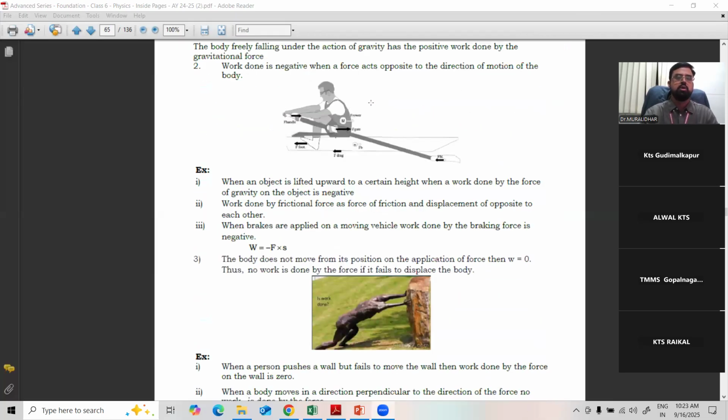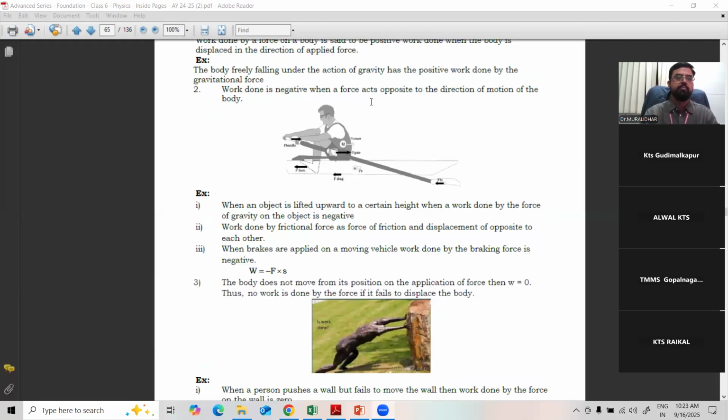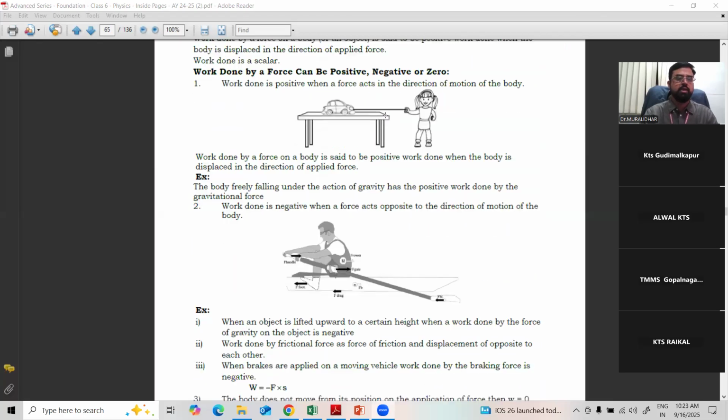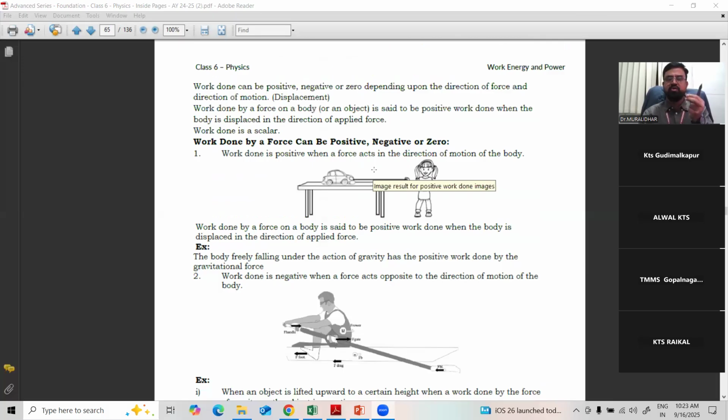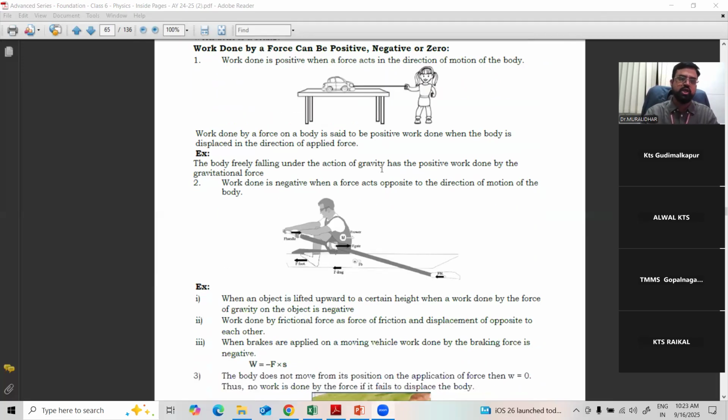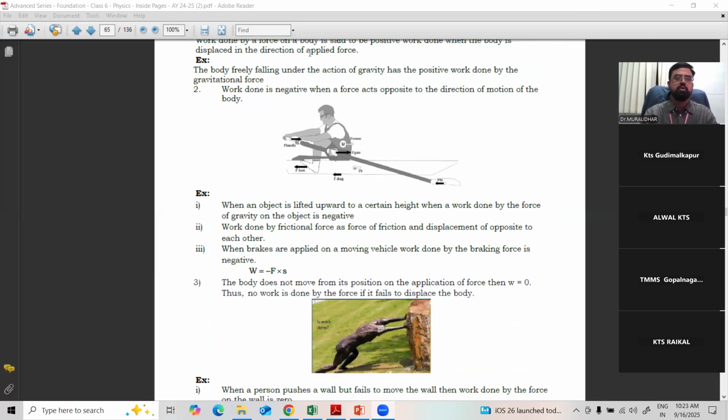Now, more are there. Clear? Now, when you come to the second point. So first is here, when you apply force on any body, it moves towards the direction of force, positive work. Whenever a body is freely falling, it is coming towards the gravity, that is also a positive work.